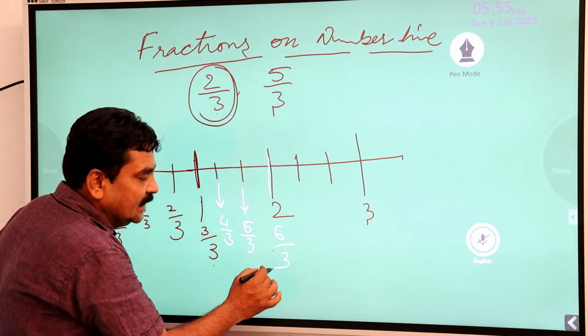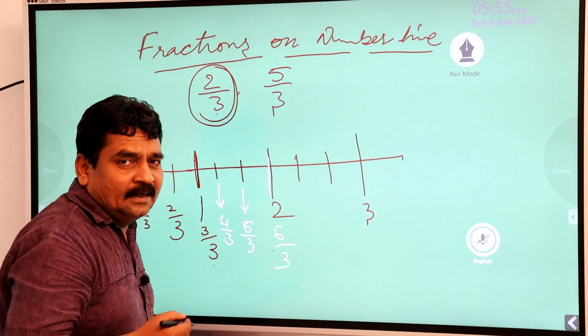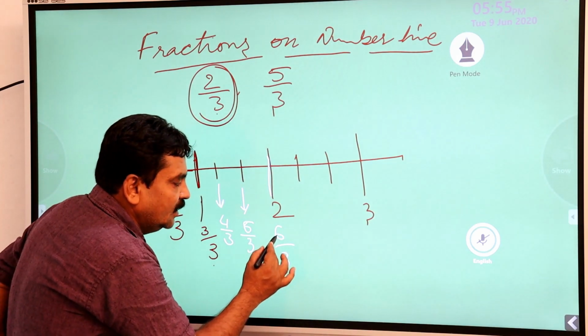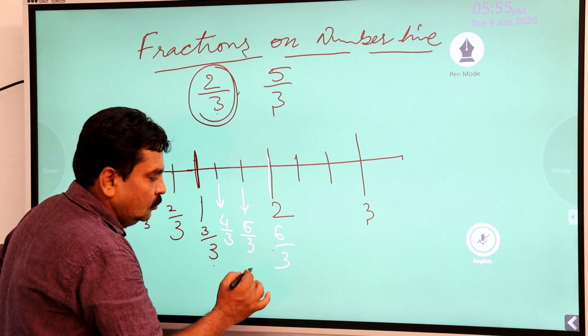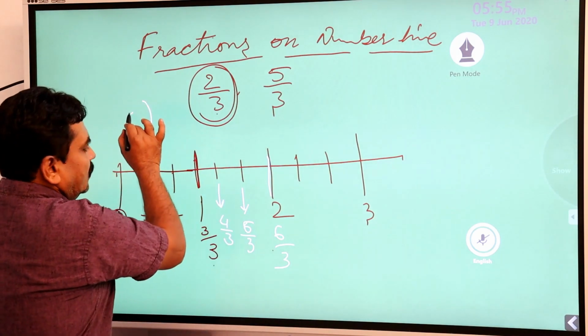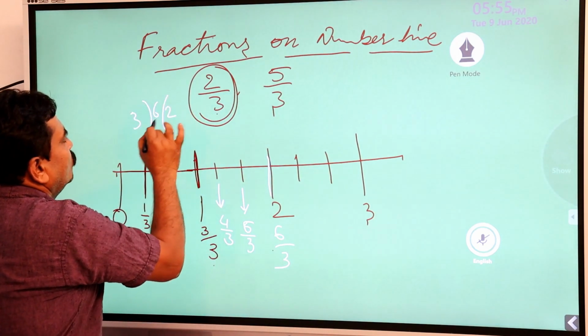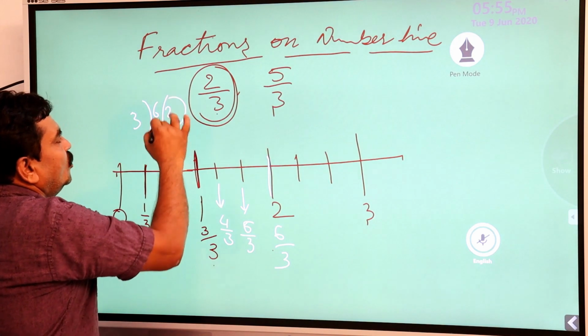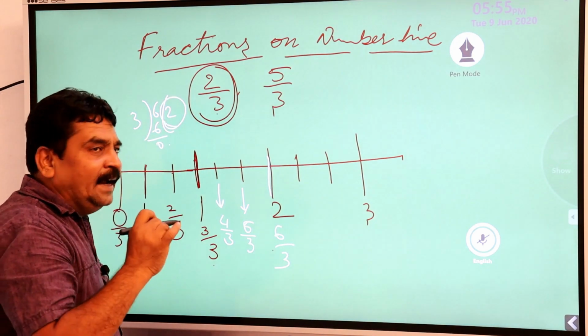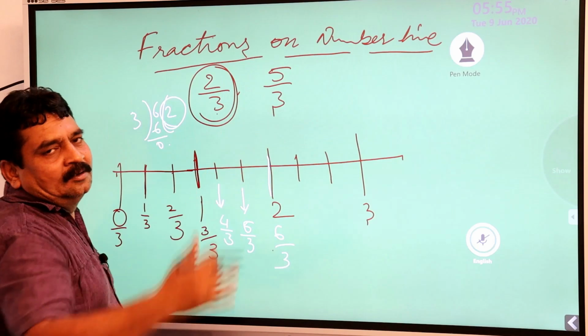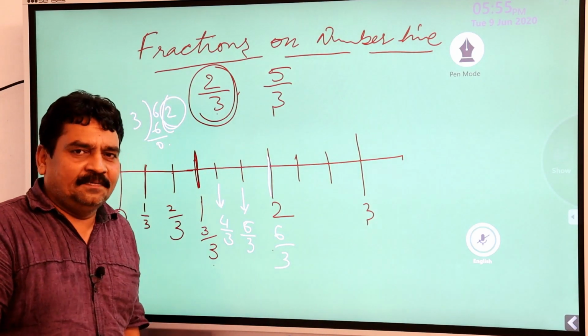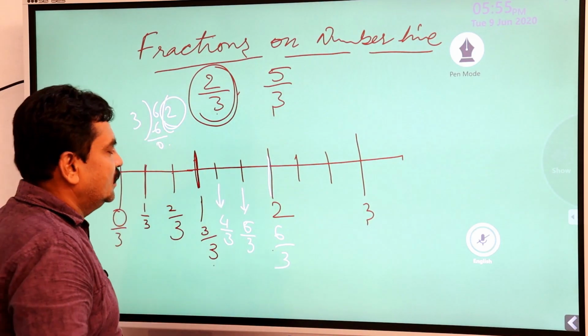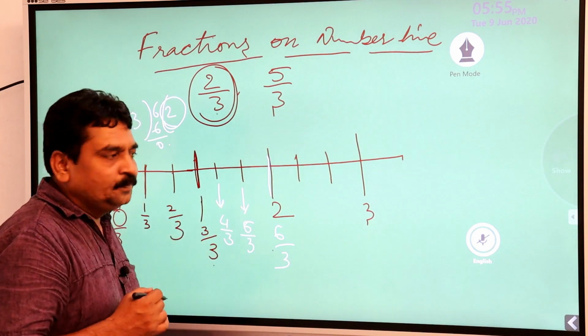Now, you see here, you will get a whole number here, because when you divide 6 by 3, you get 2. 3 2s are 6, remainder is 0. You got the whole number. If you find any remainder, then you can write it down as a mixed fraction. But here you got a whole number. See, already we did it here, 2.